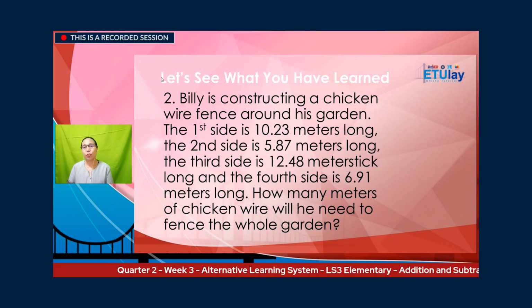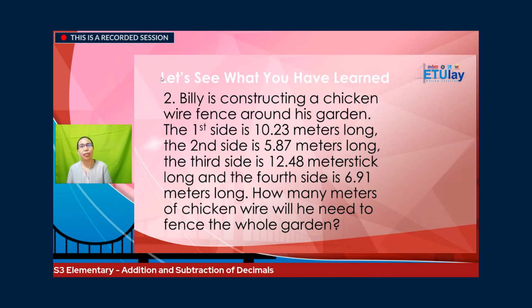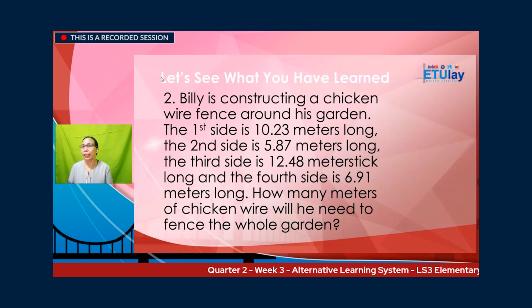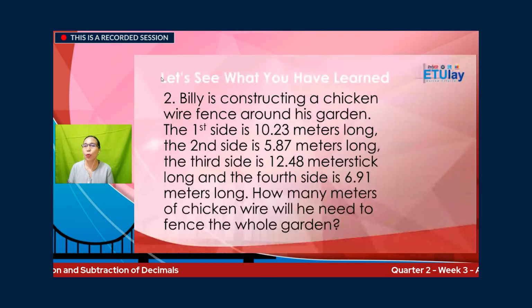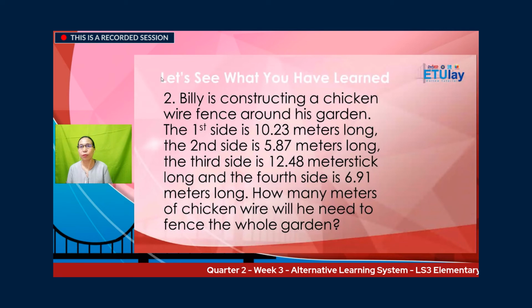Number 2. Billy is constructing a chicken wire fence around his garden. The first side is 10.23 meters long. The second side is 5.87 meters long. The third side is 12.48 meters long. And the fourth side is 6.91 meters long. How many meters of chicken wire will he need to fence the whole garden?